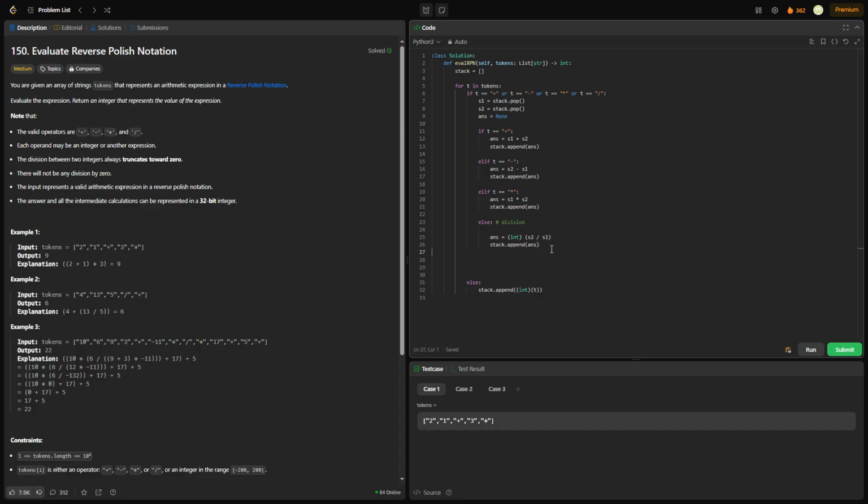And then at the end, when we do all this, all the reverse Polish notation, we're adding to the stack. So at the end, once we evaluate the whole expression, all we should be left with is one thing in the stack, which should be our final answer. So we're just going to do return stack.pop(), and that should be it.